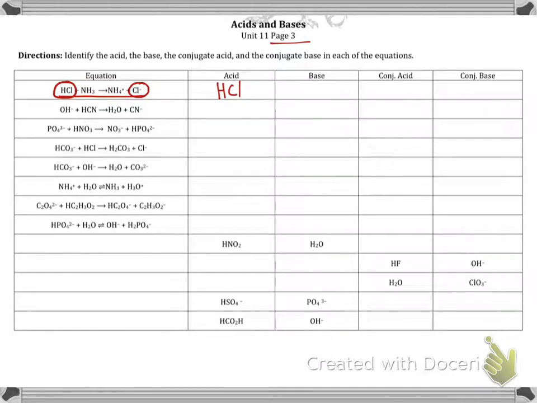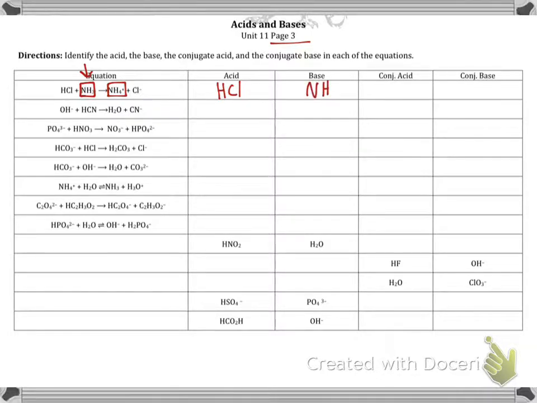Now, what about the base? Well, what is gaining a hydrogen as it goes from reactants to products? Well, this right here has 3 hydrogens, and now it has 4 hydrogens. It's accepting a hydrogen as it goes from reactants to products. That means the base is the NH3. That's the base, because it's accepting a hydrogen.